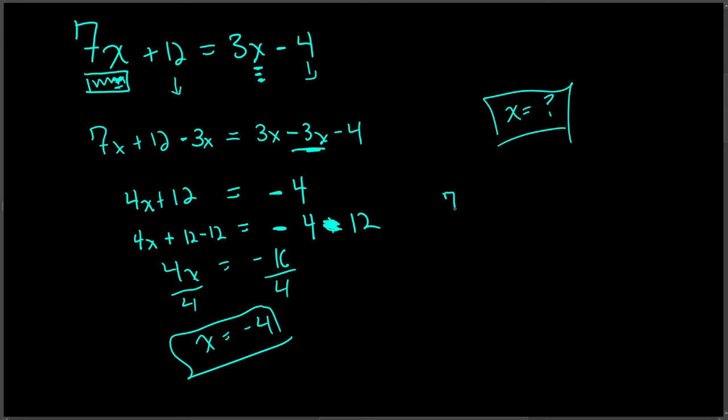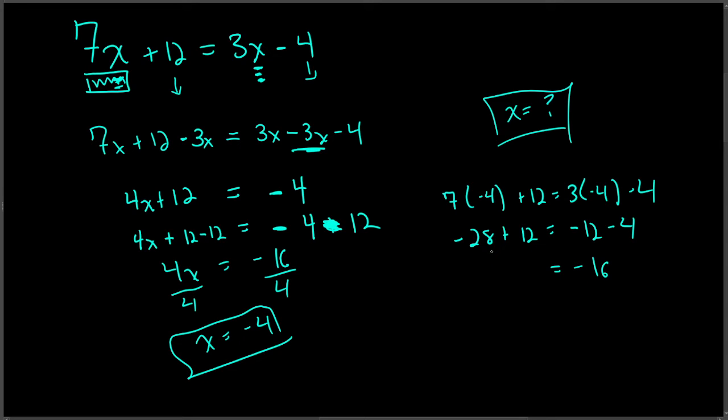And so I can come back up here and check. 7 times negative 4 is negative 28. 3 times negative 4 is negative 12. And so I get negative 16 and negative 16. We're good on that.